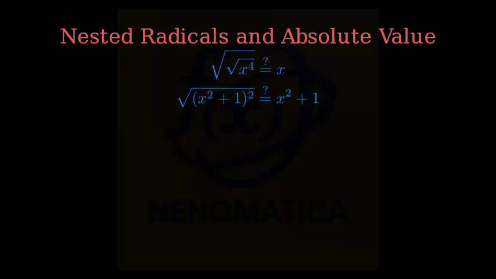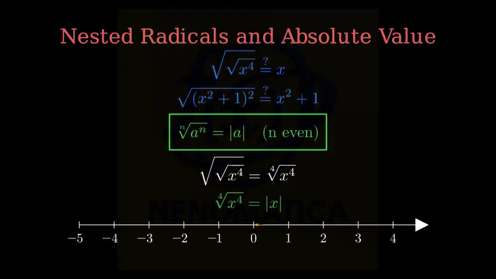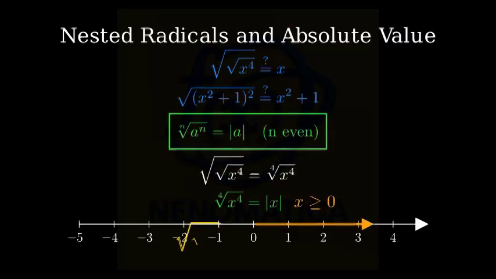Key idea: for any even index, the root of an even power gives absolute value. The nth root of a to the n equals the absolute value of a when n is even. Example A. Start by collapsing the nested radical. The square root of x to the fourth equals the fourth root of x to the fourth. By the rule, that equals absolute value of x. Therefore, it equals x only when x is greater than or equal to 0.